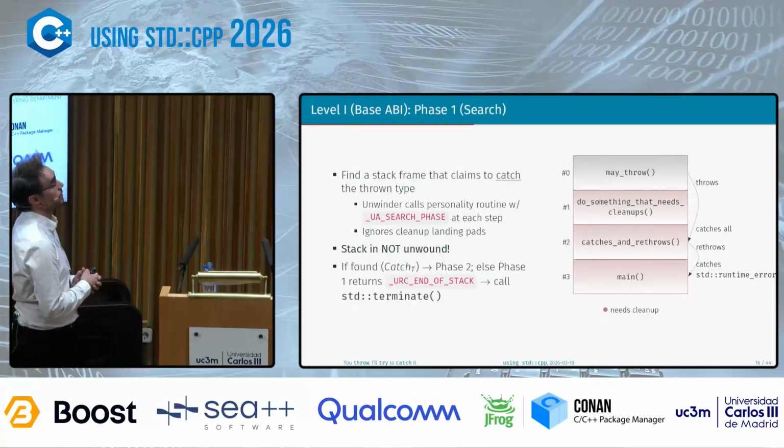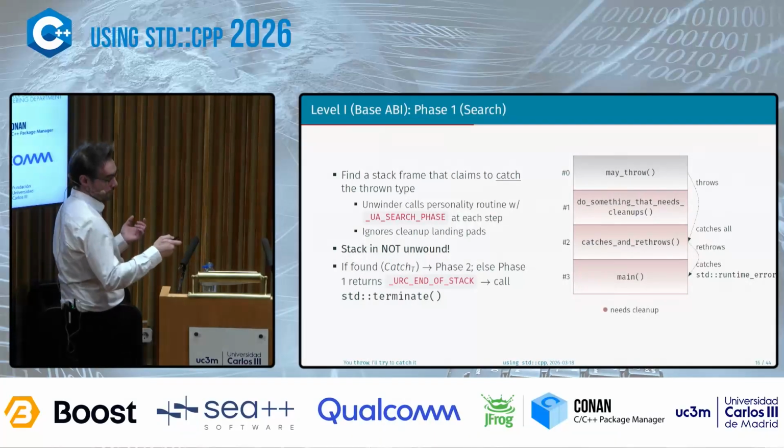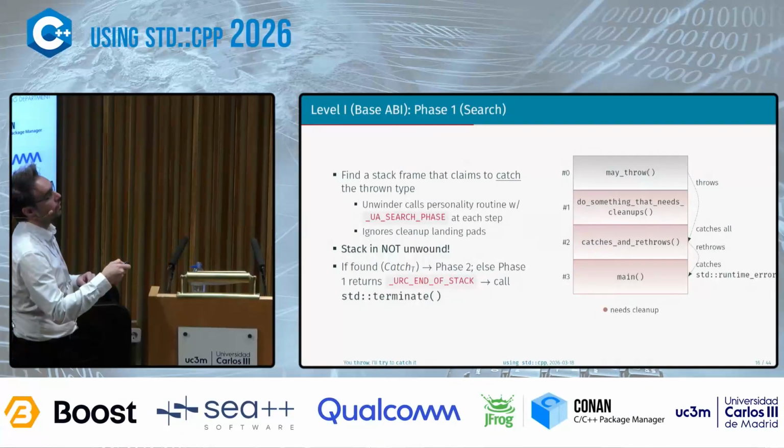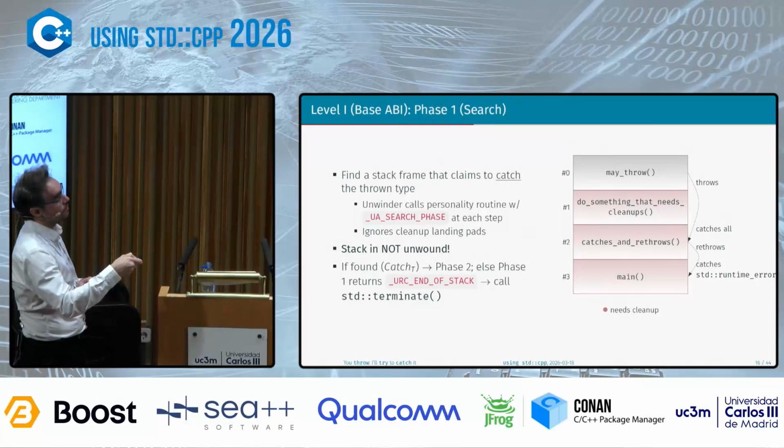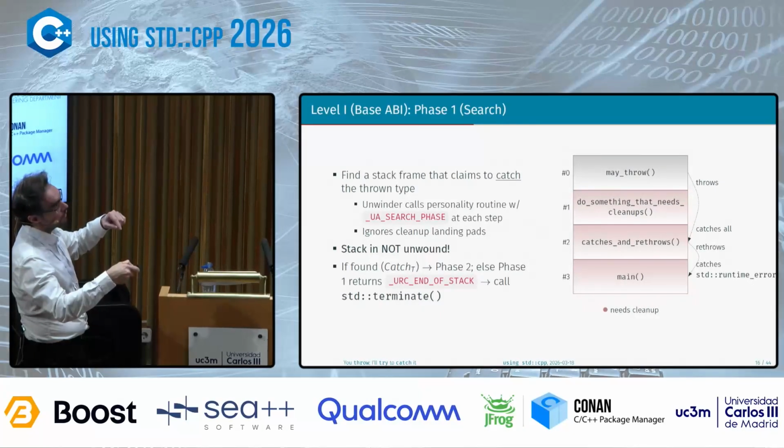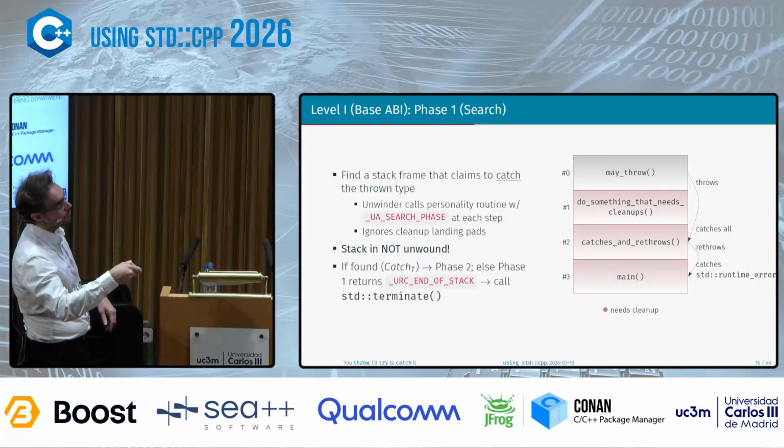Let's now briefly describe what happens at phase 1 and phase 2 of the unwind process. At phase 1, what we will do is to try to search. We will virtually unwind the stack. Our topmost stack frame is makeThrow, which is the function that was throwing in our case study. The changes will not be effective in that sense. And the unwinder will try to interact with the personality routine to search for a function that is able to catch the type that we are throwing. In this case, catches and rethrows.